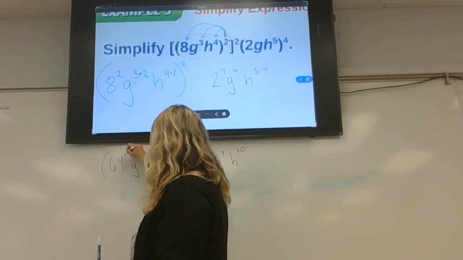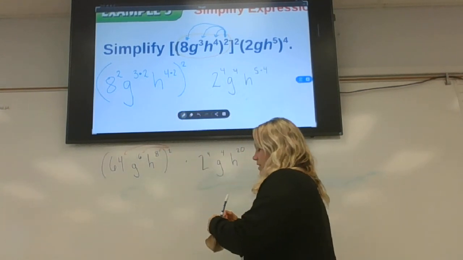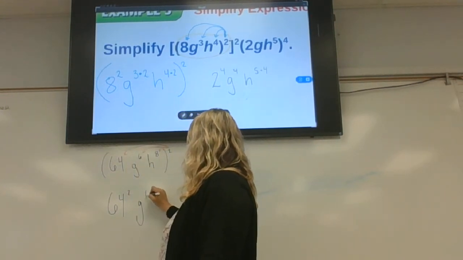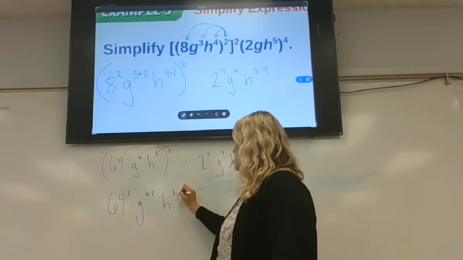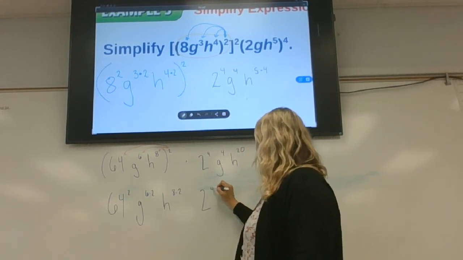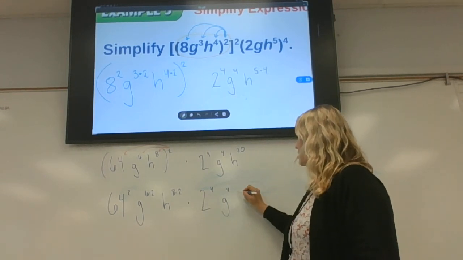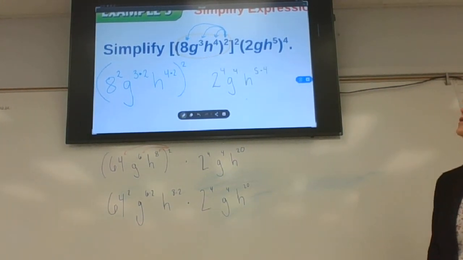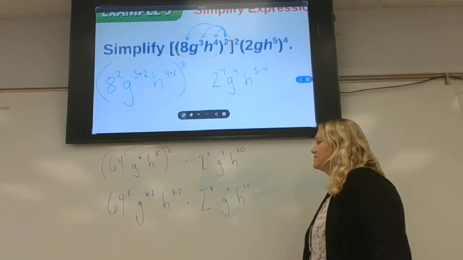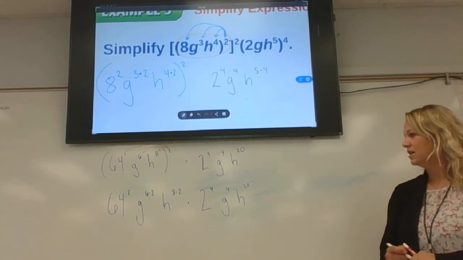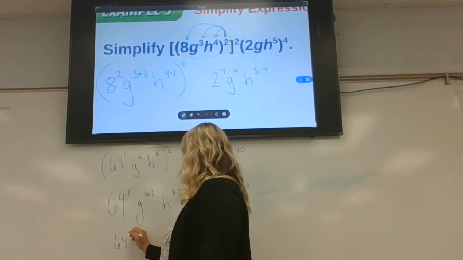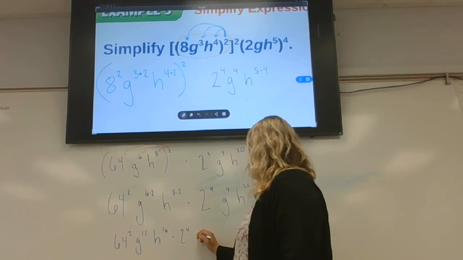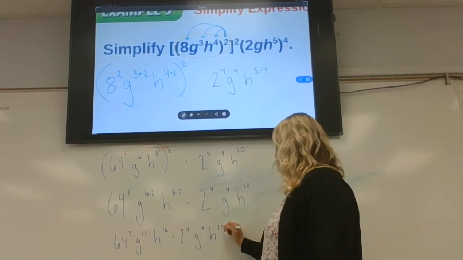Now I'm going to put this 2 into the parentheses as well. There are other ways to show this work. This is just one way. 64 squared, G, 6 times 2, H, 8 times 2. And we still have 2 to the 4th, G to the 4th, H to the 20th. I wish I didn't make that a 64. Oh, no, it's fine. That looks like a whole other language. It's a lot of letters. So now we got 64 squared, G to the 12th, H to the 16th, 2 to the 4th, G to the 4th, H to the 20th.